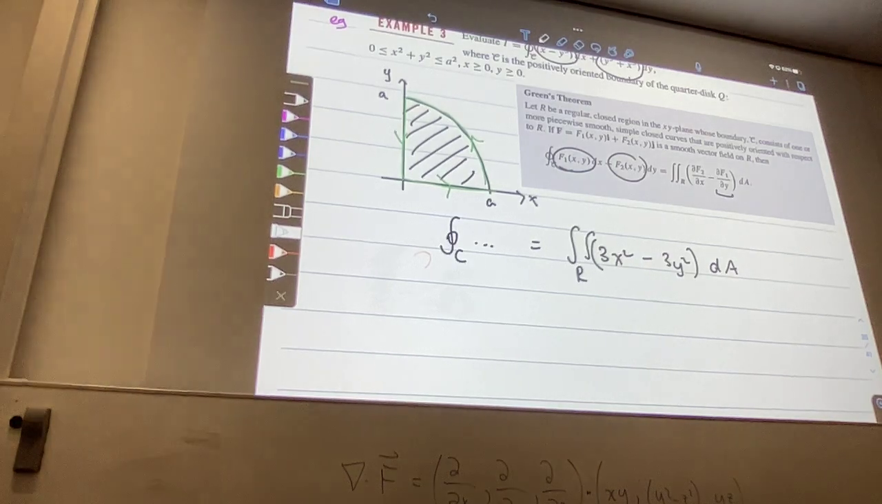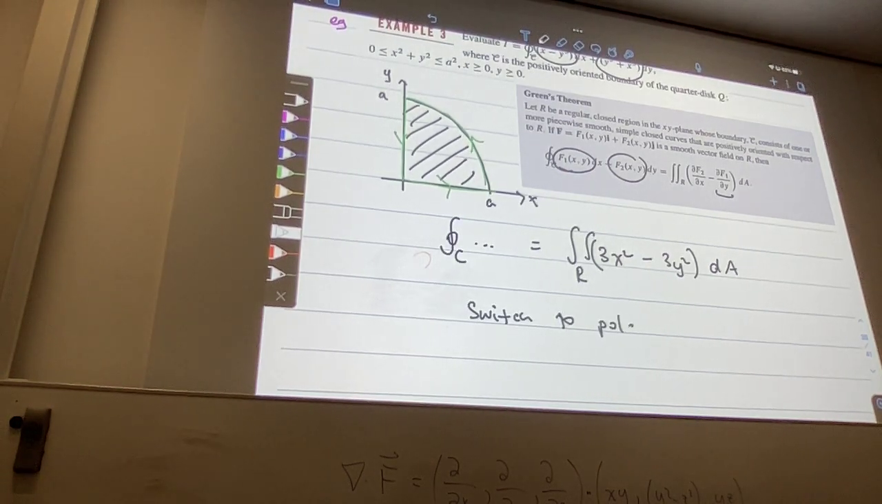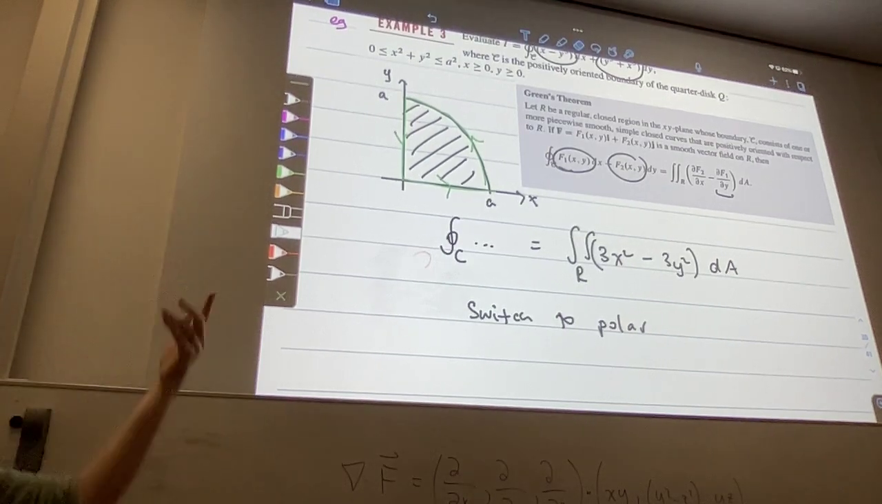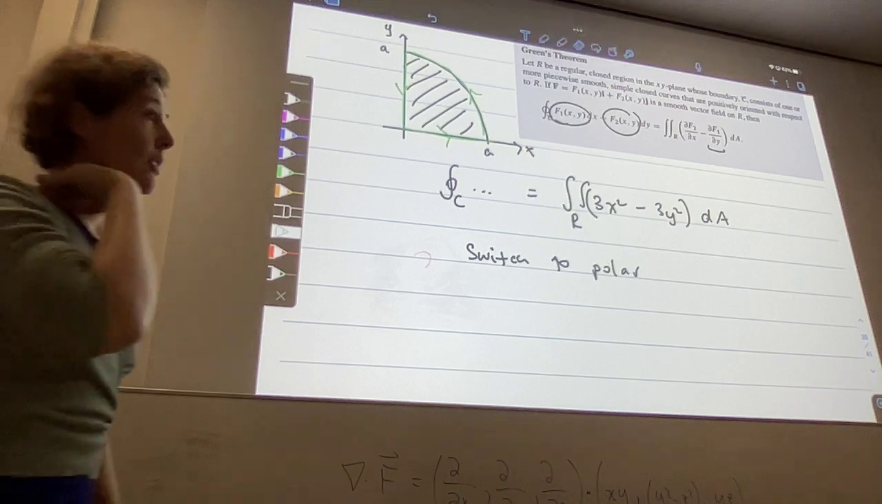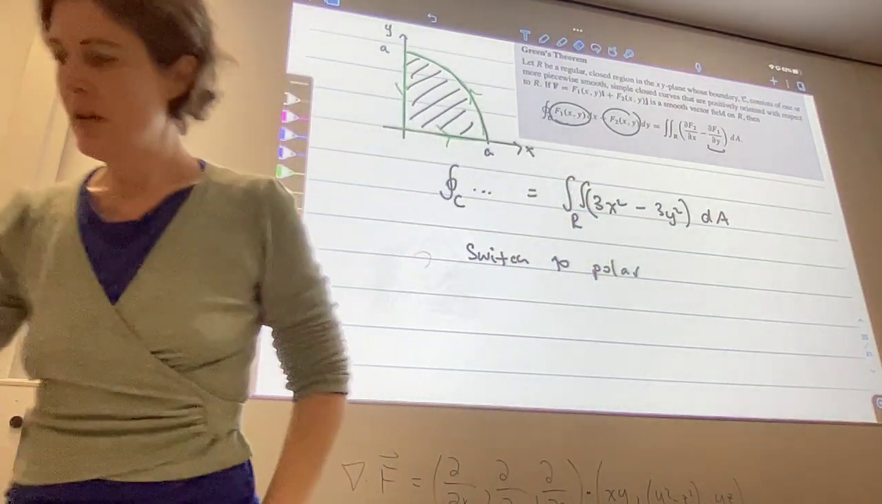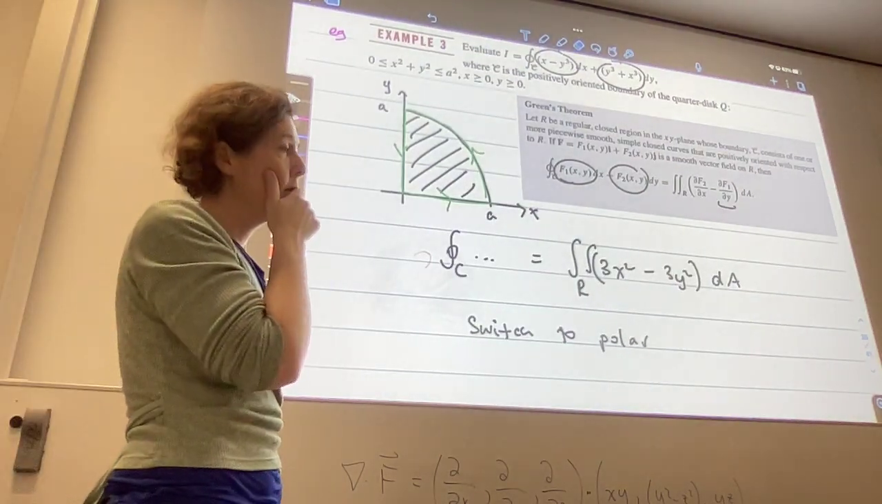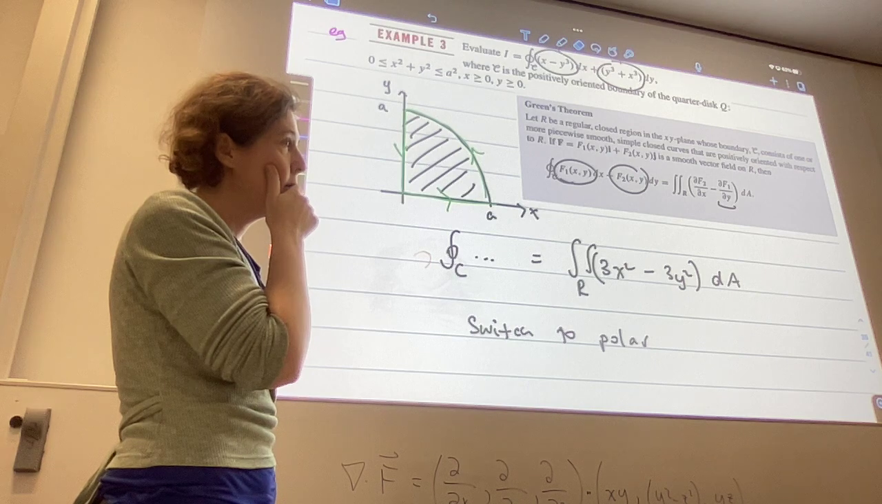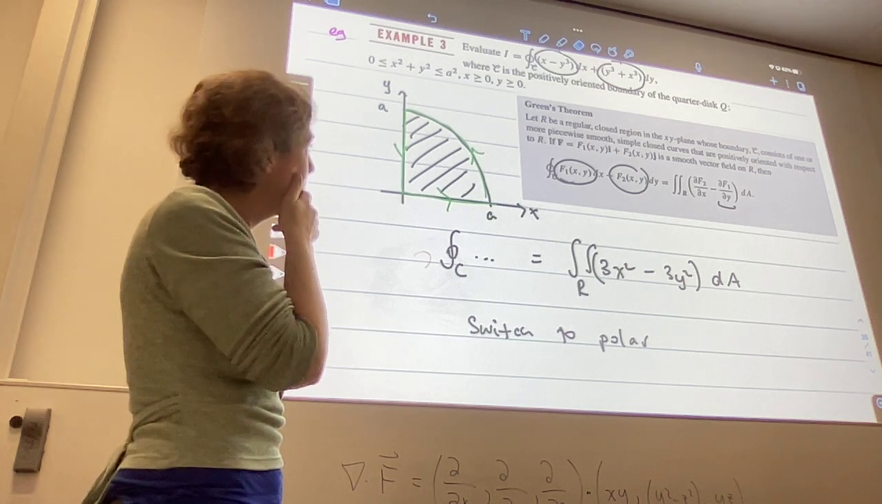So switch to polar, because we've got a chunk of a circle, and if you finish up the work, the way you define the bounds at which you do this double integral, so for the iterations and such, it heavily depends on how you choose the positive orientation, right? That's why you draw the green arrows? Yeah. Okay. Yeah.